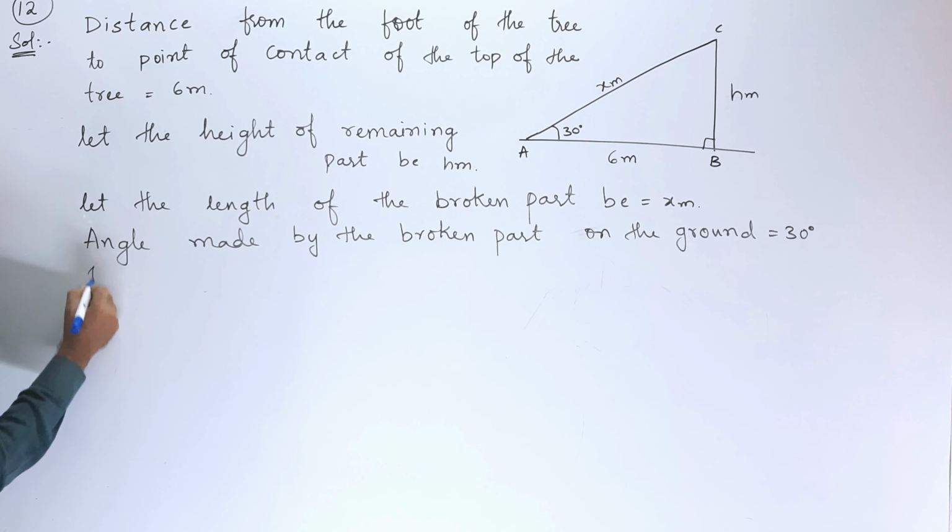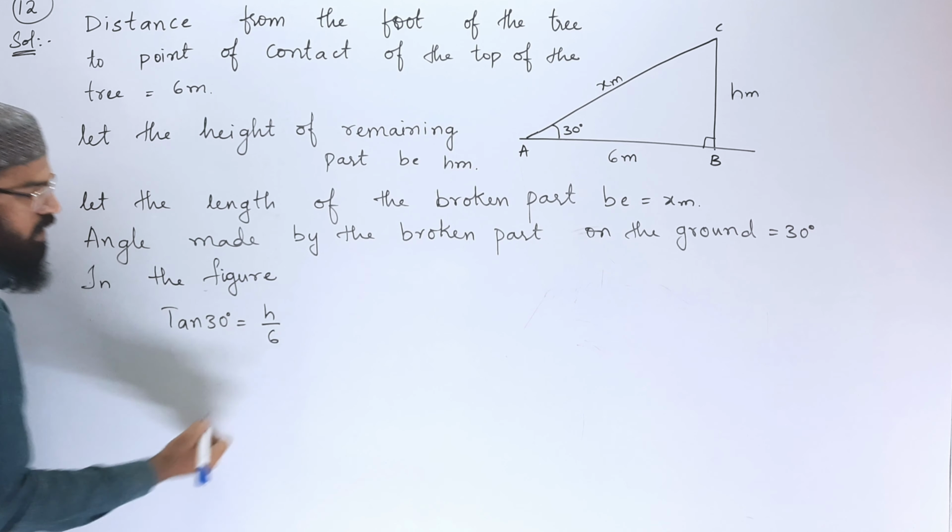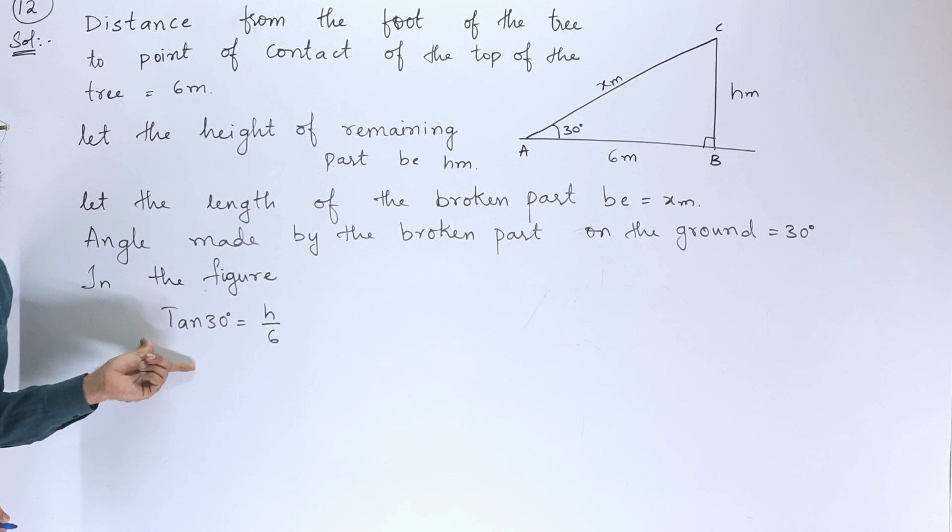Let us write in the figure. We can write tan 30 degrees is equals to opposite. Opposite is BC, so h by adjacent is AB, that is 6. So tan 30 is 1 by root 3. So 1 by root 3 is equals to h by 6. Next we will multiply this 6 with 1. 6 ones are 6. So h is equals to 6 by root 3.